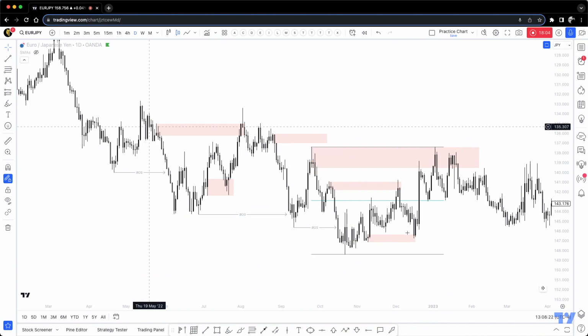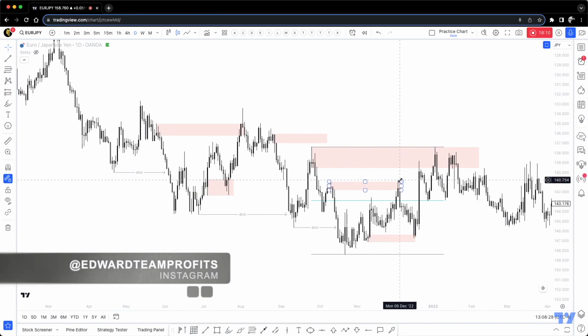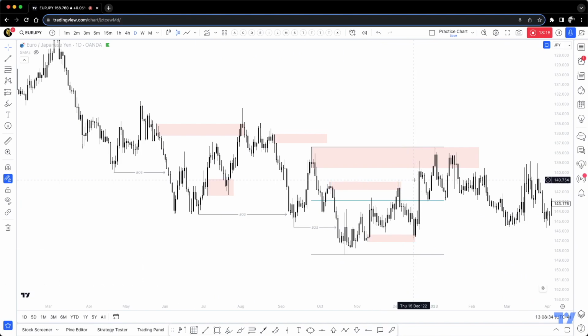I'm trying to follow what the market is telling me right now. It's fine to go buying right here, but my target is going to be that high. That's normally the target when it comes to order blocks. You know what I mean? When the targets are. So I hope it makes sense, guys. Let me know what you think.